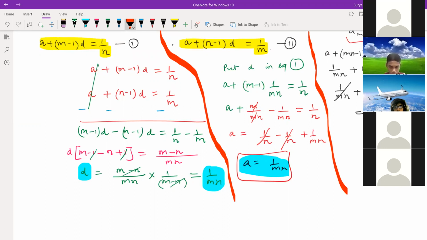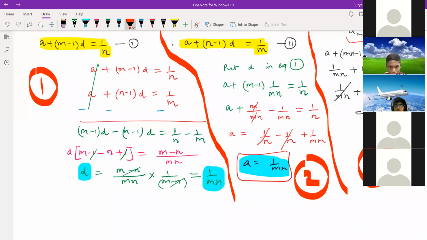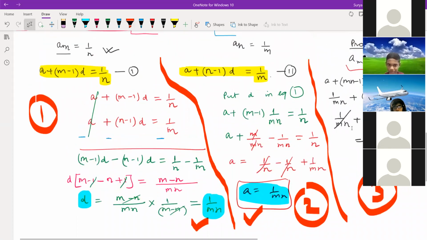So first, sir, can you explain again after A is equal to 1 by mn and how we did the substitution? We got A as 1 by mn and D also we got 1 by mn, right? Till here you understood, right, Shreyas? Yes, sir. So after this we are just putting the value.